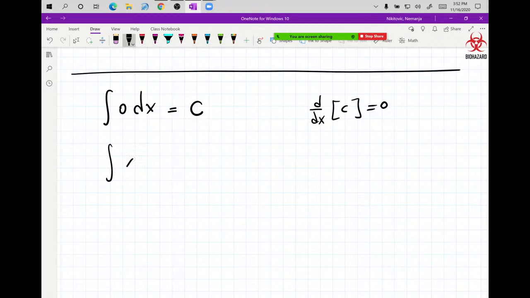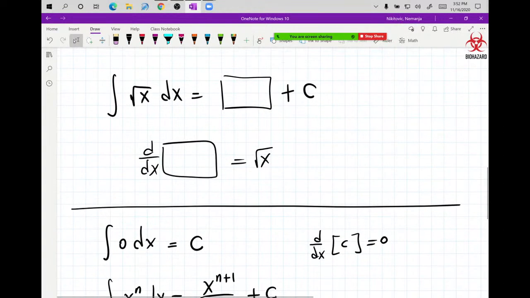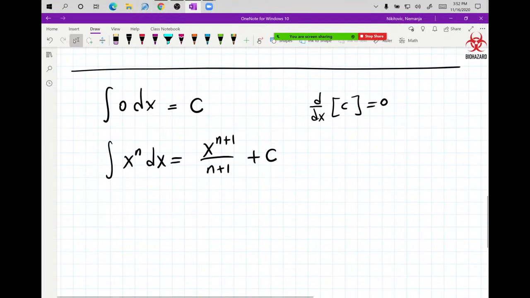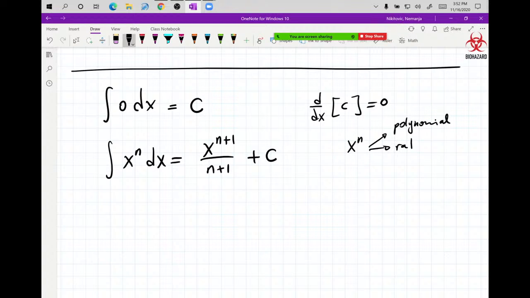The next formula is the one that you really want to know. And that is x to the n plus 1 over n plus 1 plus c. Guys, this formula covers 3 different types of functions, including our problem right there. Because the x to the n could be polynomial, could be rational, could be radical.